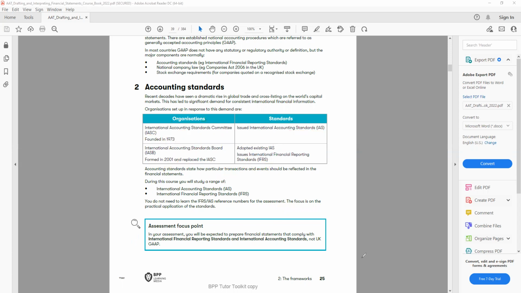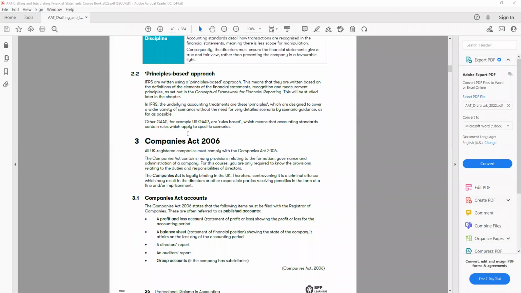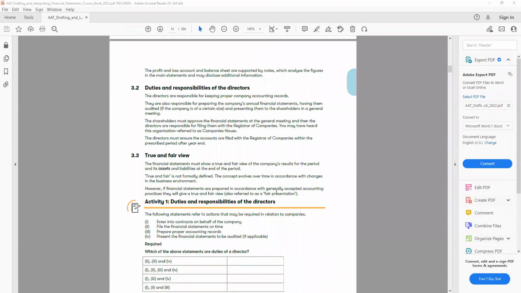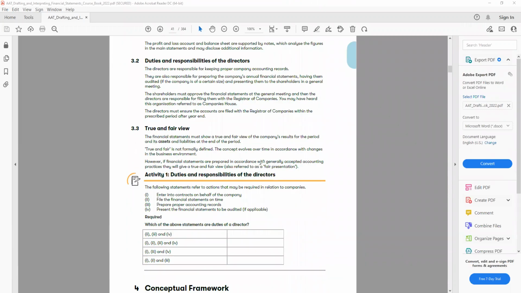The next point we have here is some definitions, some principles like going concern, director responsibilities. This thing is not very important, but for your knowledge purpose, for your understanding purpose, it's really good to always read all this, but it will not come in the exam.